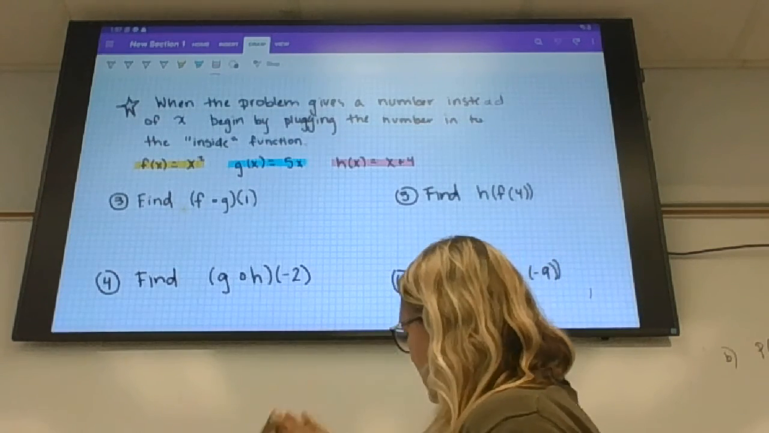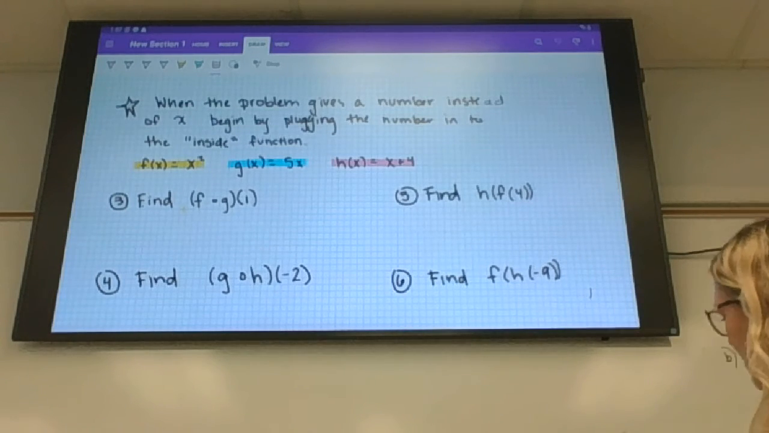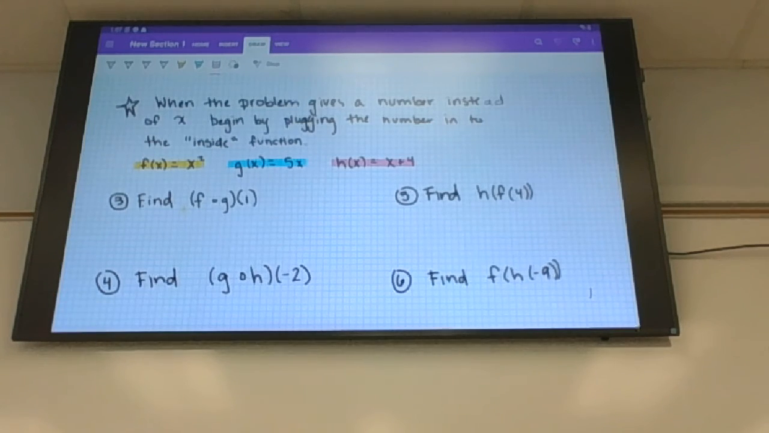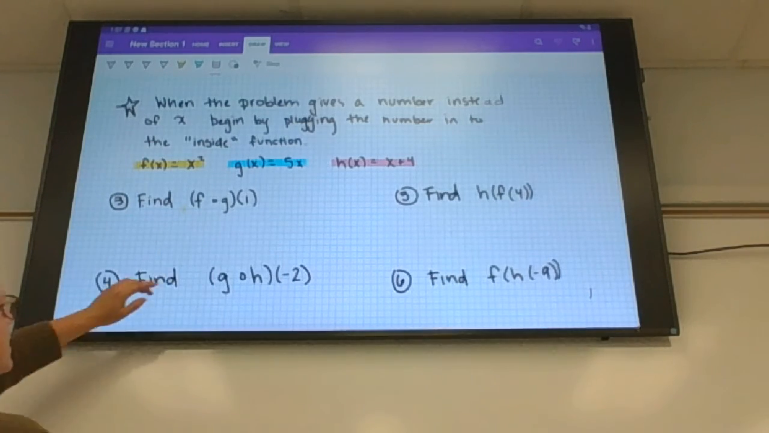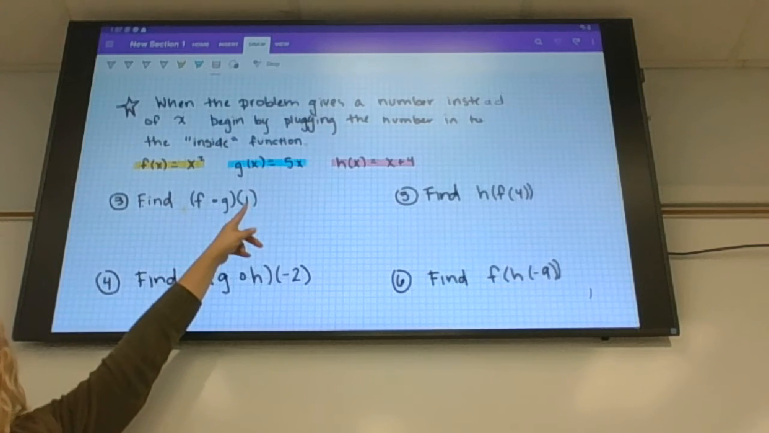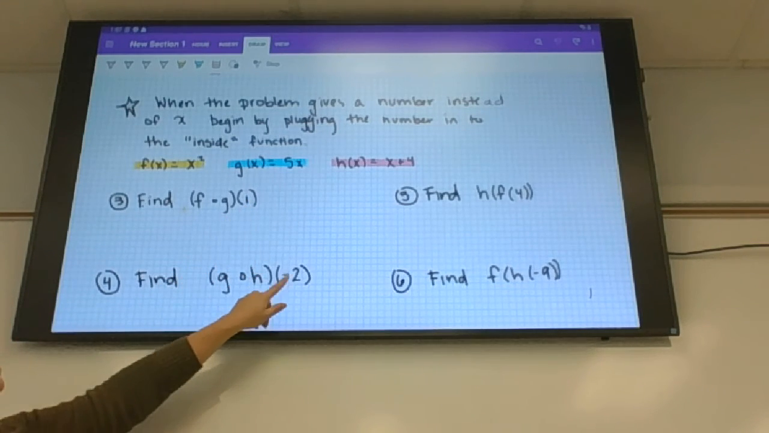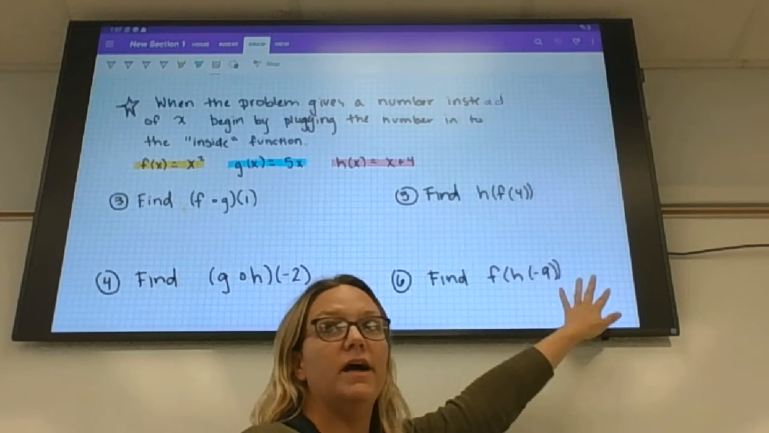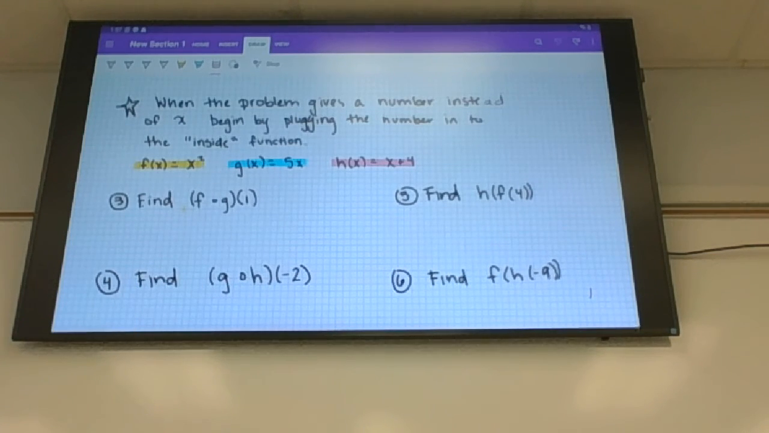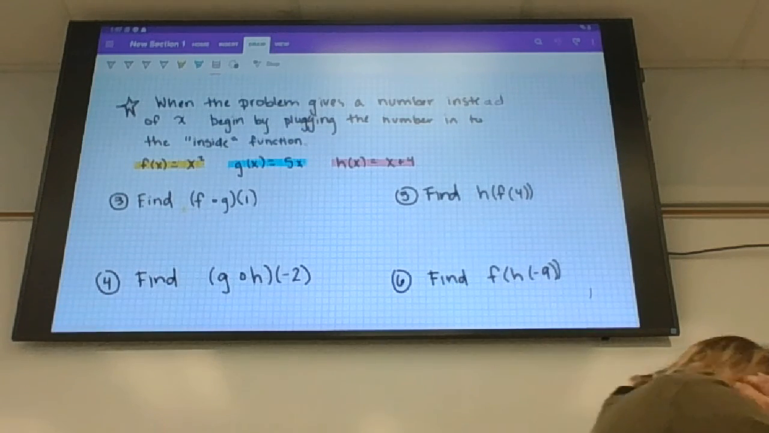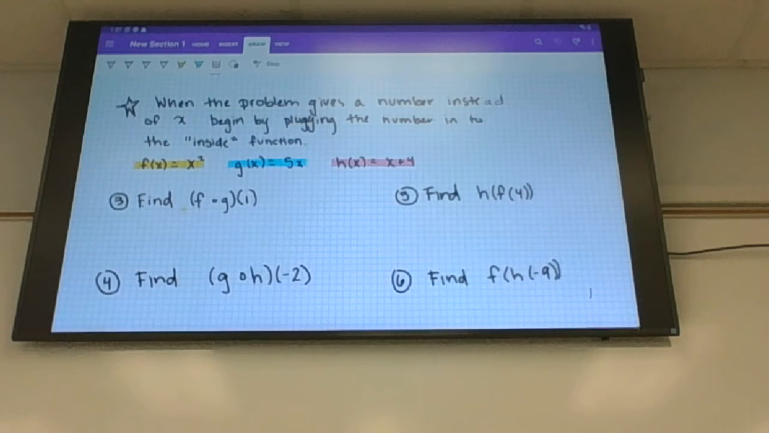It's a lot like what we did for Bellwork when we plugged in 500 and 1,000 and 5,000. So when the problem gives a number here, see the number instead of an x? All of these have numbers instead of x. You plug the number into the inside function, you get that value out, and then you plug that into the outside function. There's more than one strategy, but that tends to be the most successful.